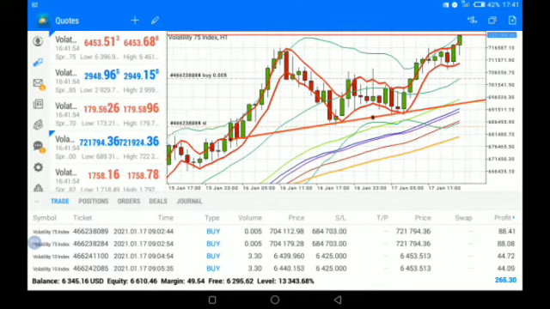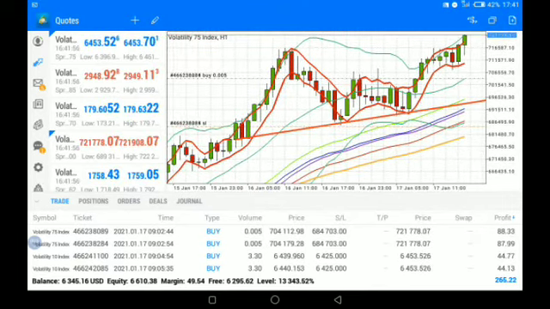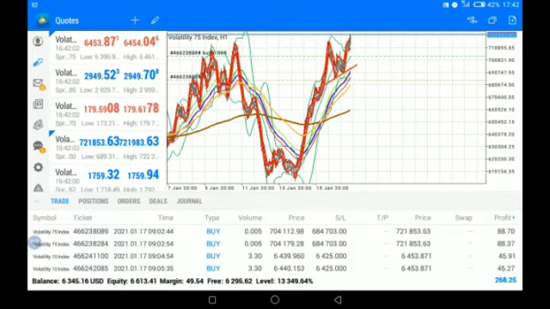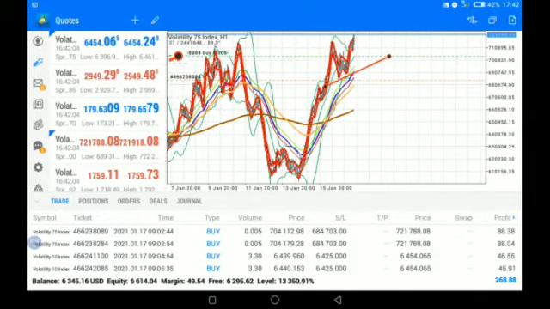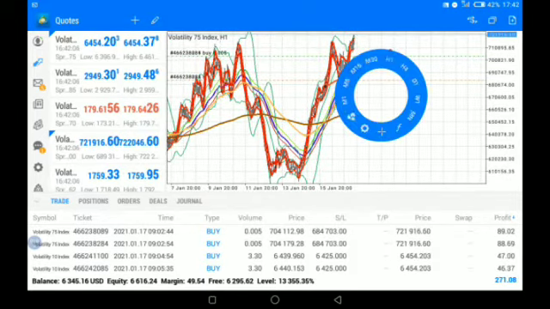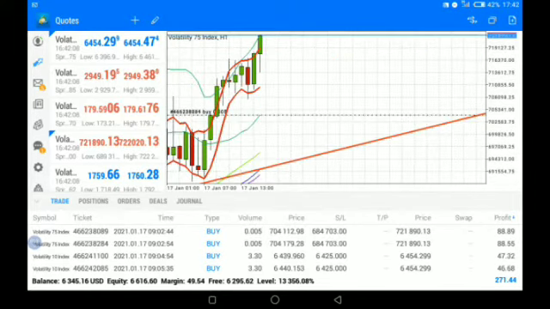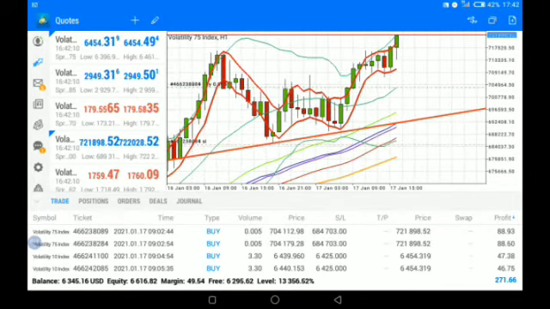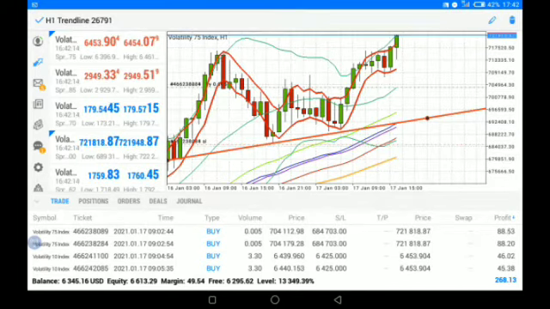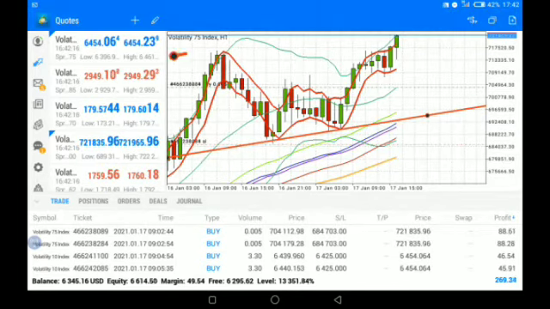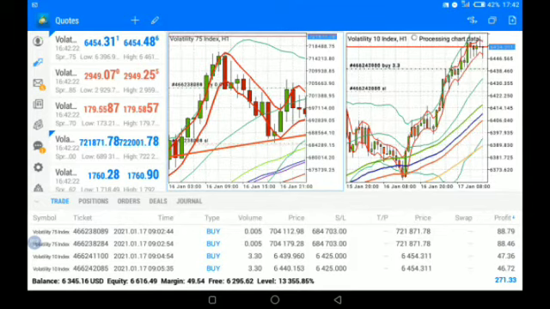You can see what has become of the trade. This is for volatility 75. But let's see how this goes. I'm still holding this. Alright, so let's see for volatility 10.